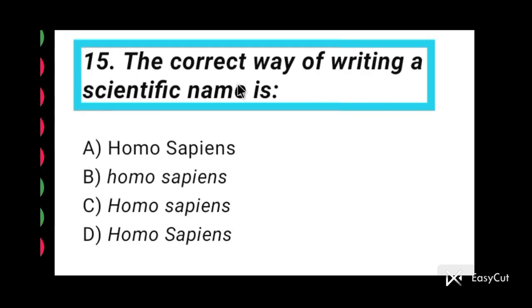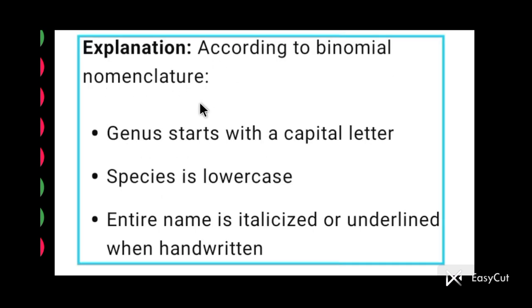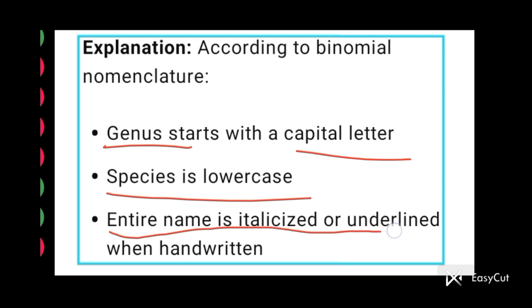Question number 15. The correct way of writing a scientific name is Homo sapiens. Option C is correct for question number 15. According to binomial nomenclature, genus starts with a capital letter. Species is lowercase. The entire name is italicized or underlined when handwritten.